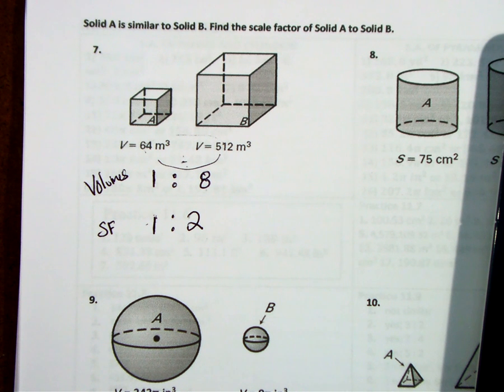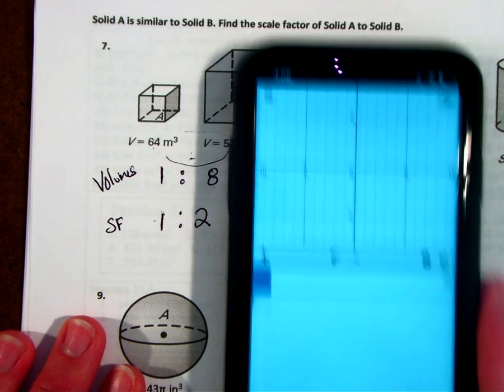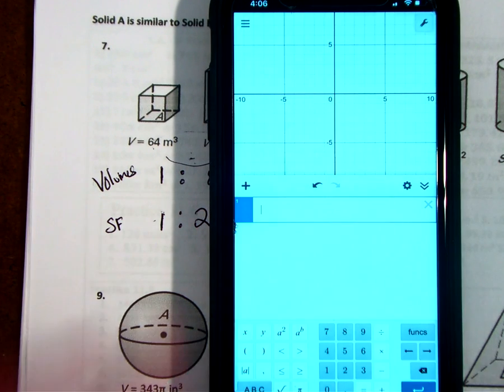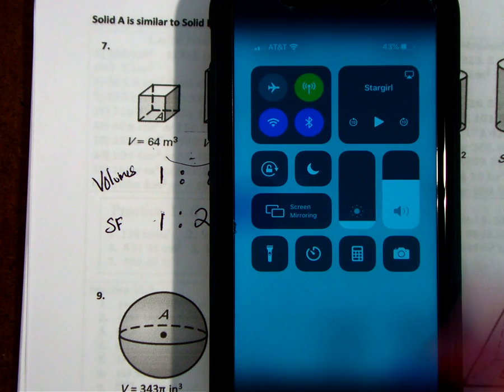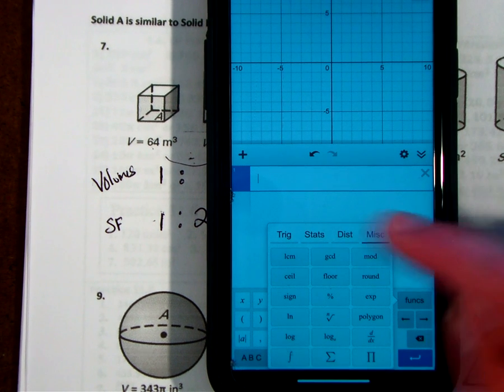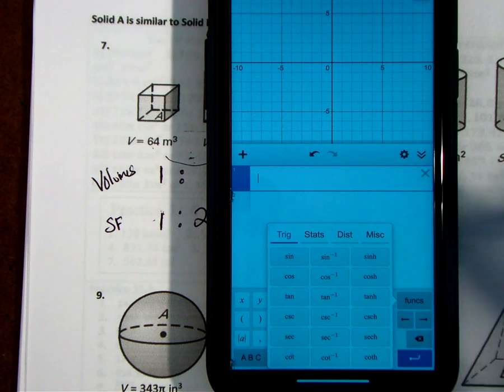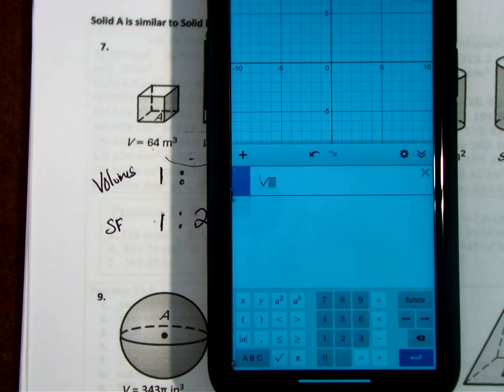If you were using Desmos, it's a little bit more complicated. So how do you find the cubed root using your Desmos calculator? Okay, so under functions, let me slide this down a little bit more. Underneath functions, underneath miscellaneous. So there's your trig, your sine, cosine, tangent. But if you go to miscellaneous, right here it says n, and then there's a radical. So that button right there is how you're going to get the cubed root of something.